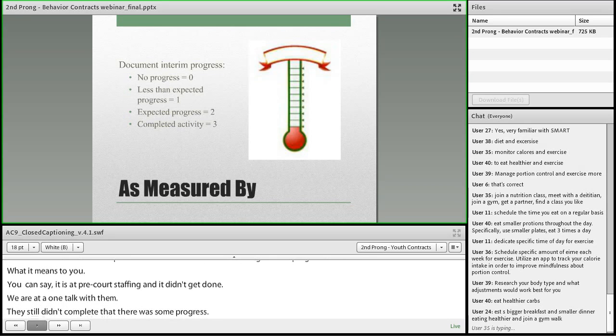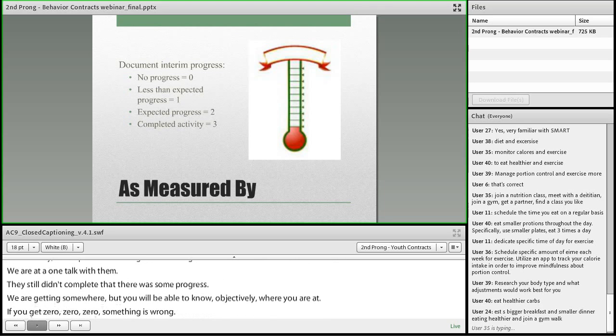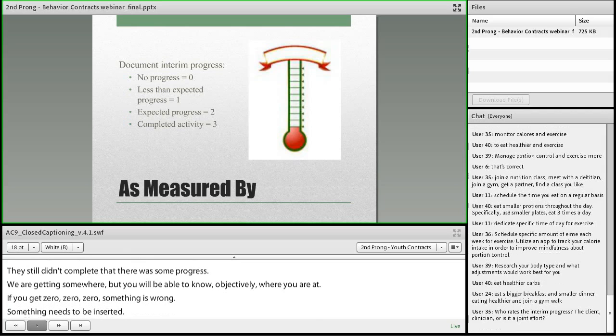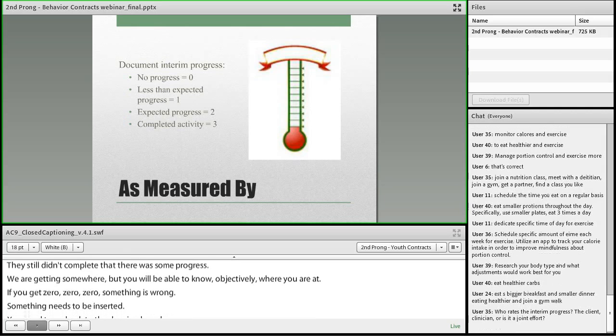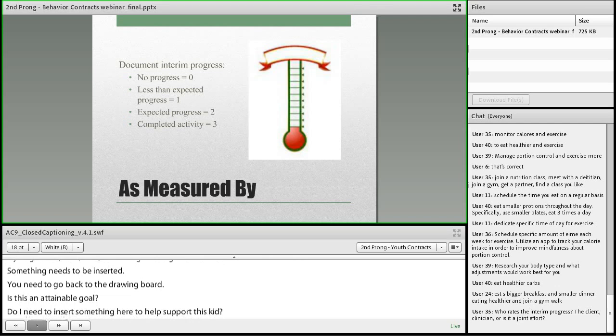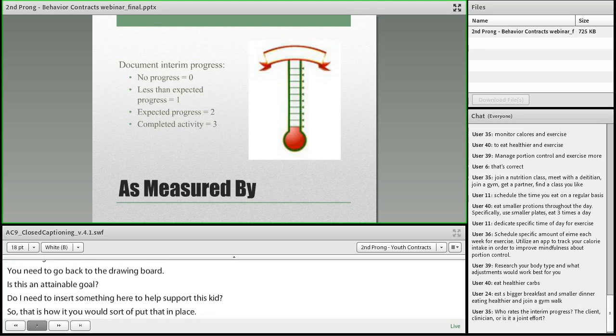And so if you get 0, 0, 0, you know something's wrong. Something needs to be inserted. You have to go back to the drawing board. Is this an attainable goal? Do I need to insert something here to help support this kid? So that's how you would put that in place. But this part, the interim progress part, is just as important as being able to determine the measured completion. You're exactly right.